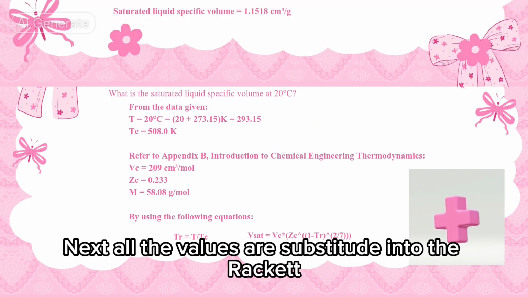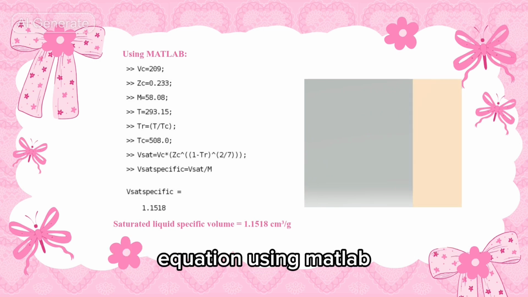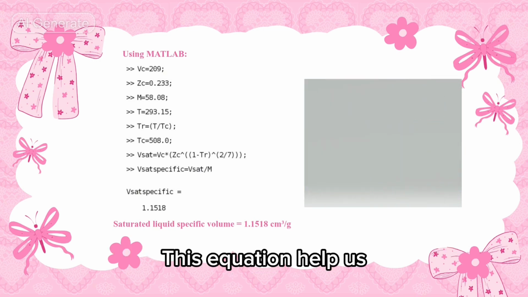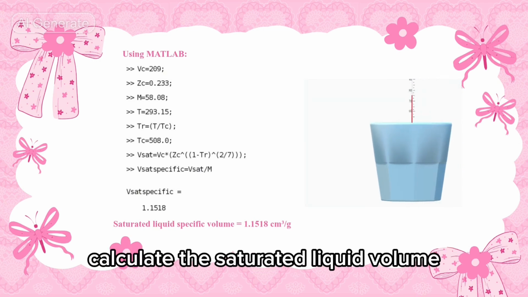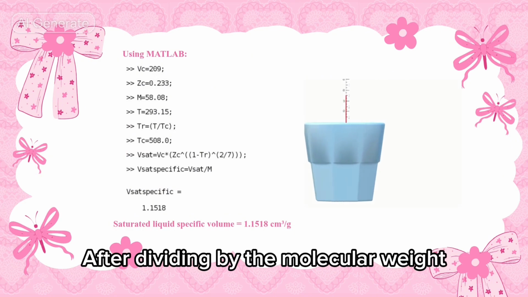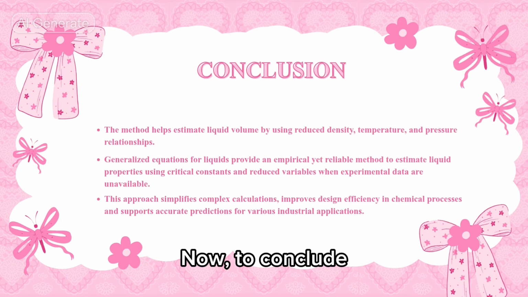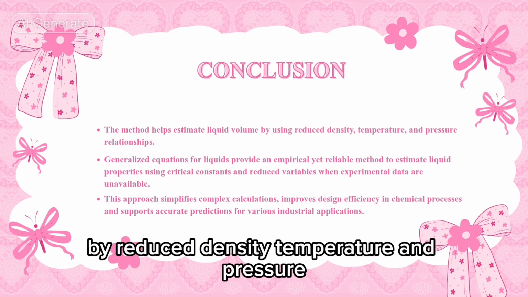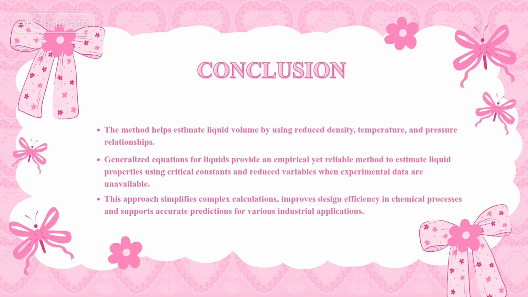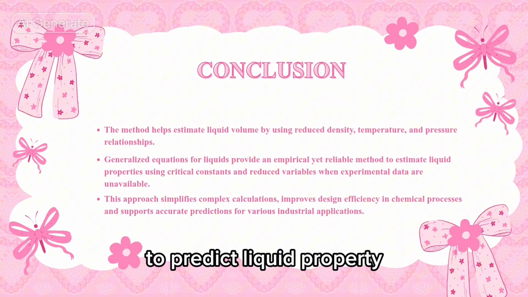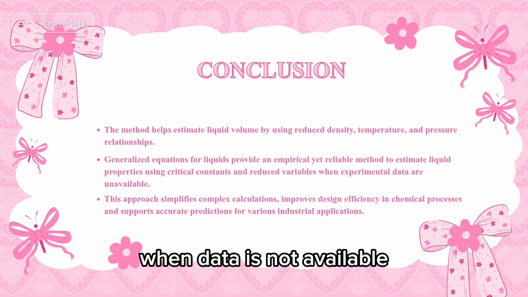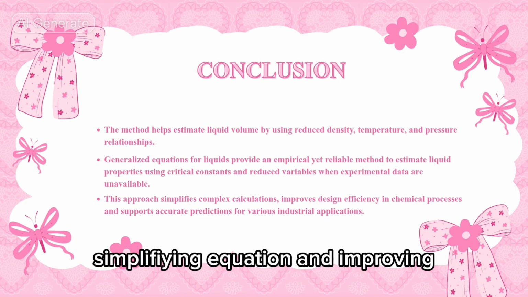Next, all the values are substituted into the Reckitt equation using MATLAB. This equation helps us calculate the saturated liquid volume. After dividing by the molecular weight, we obtain the saturated liquid specific volume. Now, to conclude, this method helps estimate liquid volume by using reduced density, temperature, and pressure. It also provides a reliable way to predict liquid properties when data is not available, simplifying calculations and improving design efficiency in chemical processes.